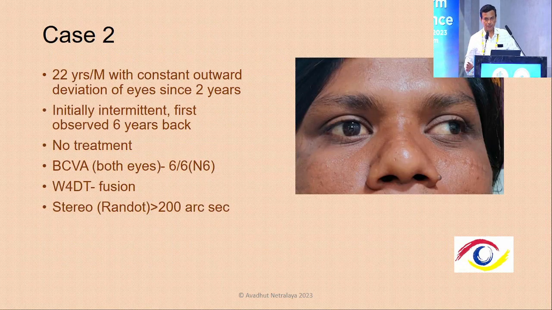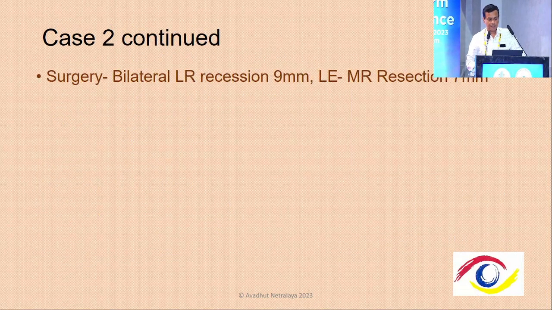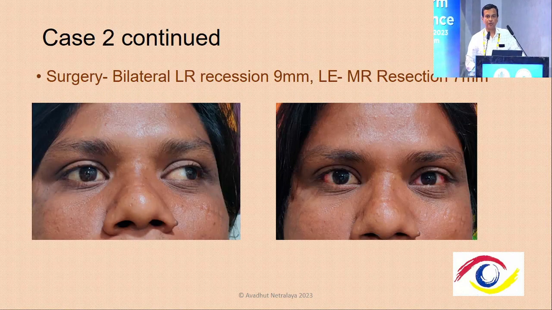Similar case, similar age group, but this time a male who had an angle of around 60 prism diopters, good vision, no refractive error. And again, we did a 3-muscle surgery in his case with left eye medial rectus resection. And we got a good outcome. In fact, he had around 5 prism diopters of overcorrection also, which we usually aim for in these cases.